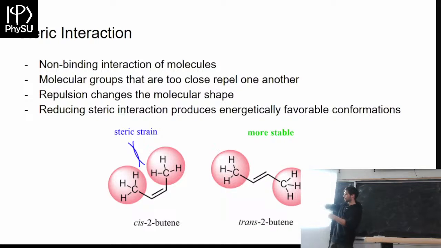And so they will actually rotate along that bond into this much more stable state. It's not impossible for them to be in the other state, but it's less energetically favorable. And as they stand, they're significantly more likely to change to the stable state.